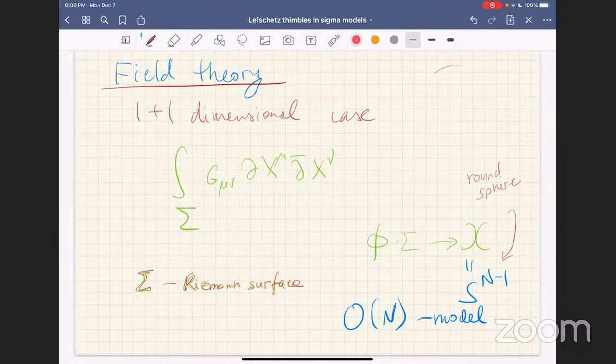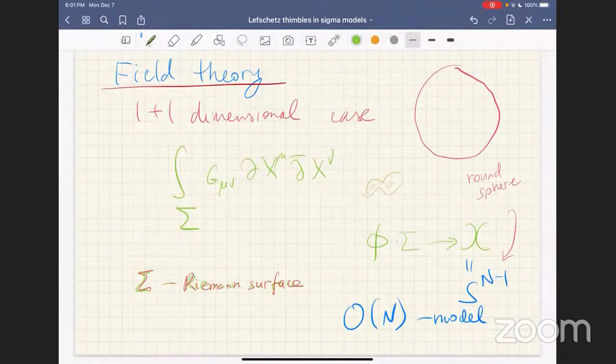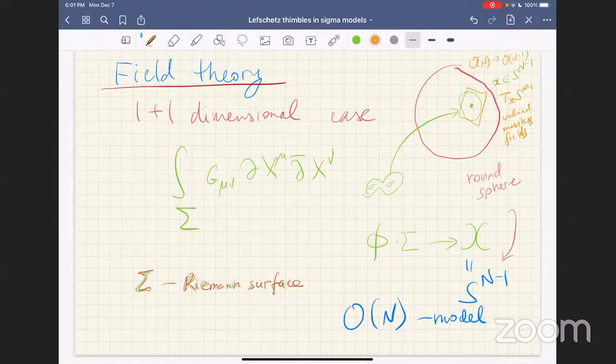So if you do the naive analysis of maps of some Riemann surface into the sphere, and then you expand around the maps to a point, then it looks like, for each choice of this point on the sphere, you have a vacuum of the theory, and then around this vacuum you have N-1 massless fields which describe the tangent space to the sphere at this point. This is the illustration of the Goldstone theorem, where the choice of x breaks the O(N) symmetry down to its subgroup O(N-1), and then therefore you have massless fields which are the Goldstone bosons for that symmetry.